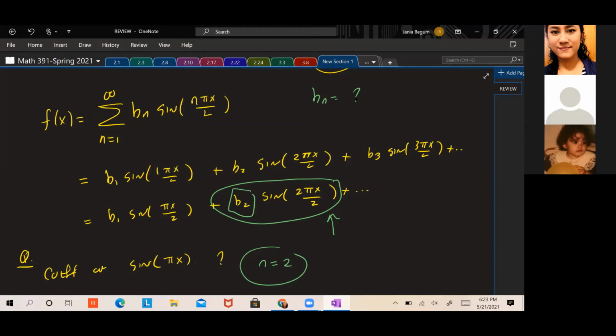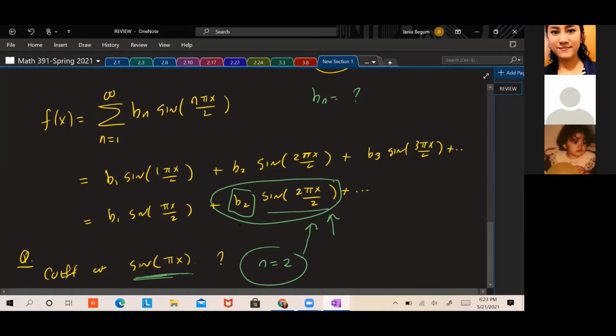This is just so I show you in general, so that way you can see that this is my B2 if n is equal to 2, because I'm looking for the coefficient of this term. And this term happens to be right here when n is equal to 2, and that coefficient is going to be this B2 based on what we got from solving for Bn. Okay?